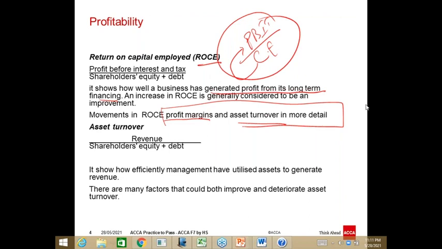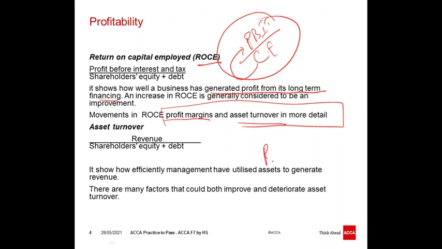It's normal to take the profit before interest and tax, but the examiner might ask you in the question to take the profit before tax. But for ROCE, we never use profit after tax. Profit after tax will be used for the calculation of return on shareholders' equity, that is ROSE. And profit after tax minus preference dividend will be used for return on owner's equity, that is ROE.